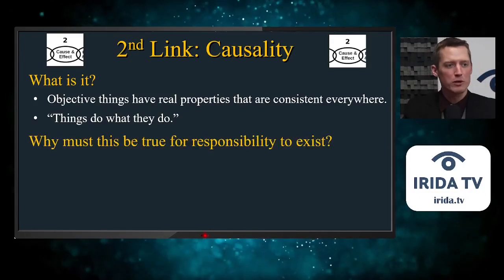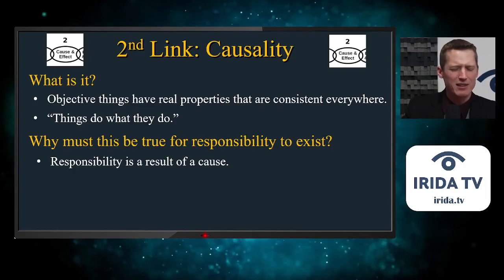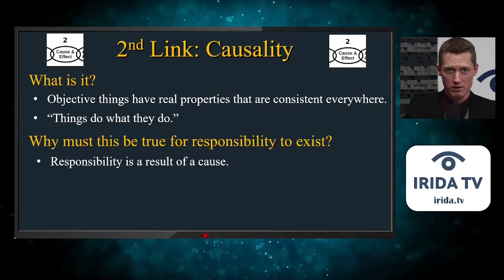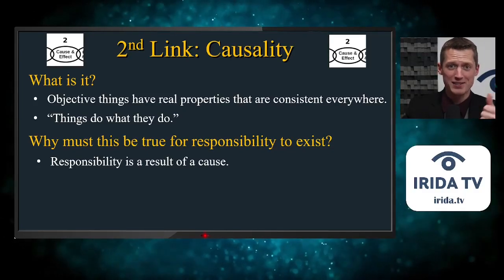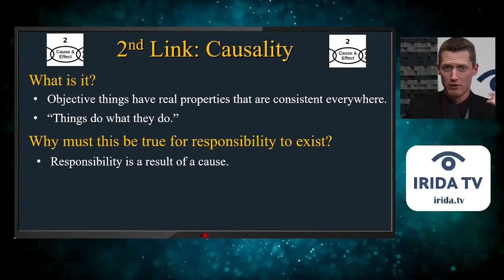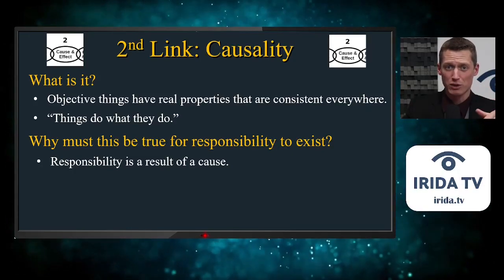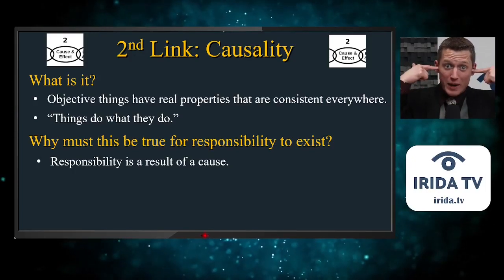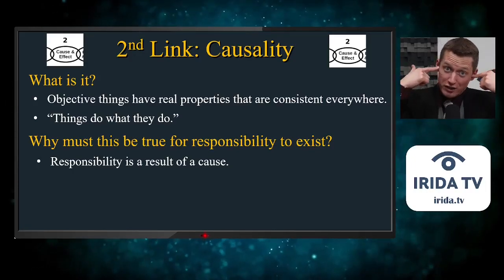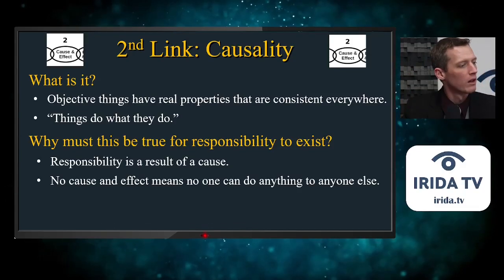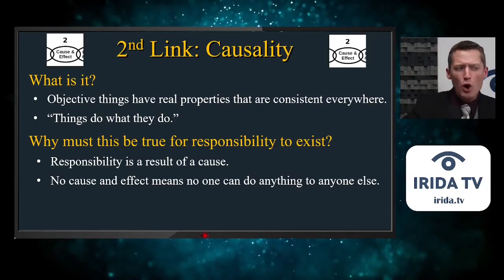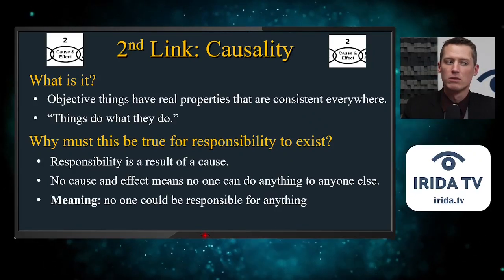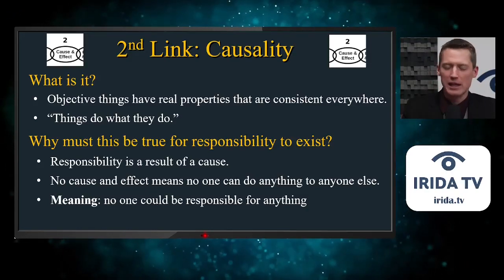Why must this be true for responsibility to exist? Well, it's almost as obvious as link 1. Responsibility is a result of a cause, right? If I'm responsible for something, it's because I did something to begin with. Like the theoretical person emailing me saying that there's no such thing as cause and effect: why did you email me? How do you know the sound waves that went into your ear were caused by me if there's no such thing as cause and effect? If there were no such thing as cause and effect, no one could do anything to anybody else, which means nobody could be responsible for anything, just like link 1.